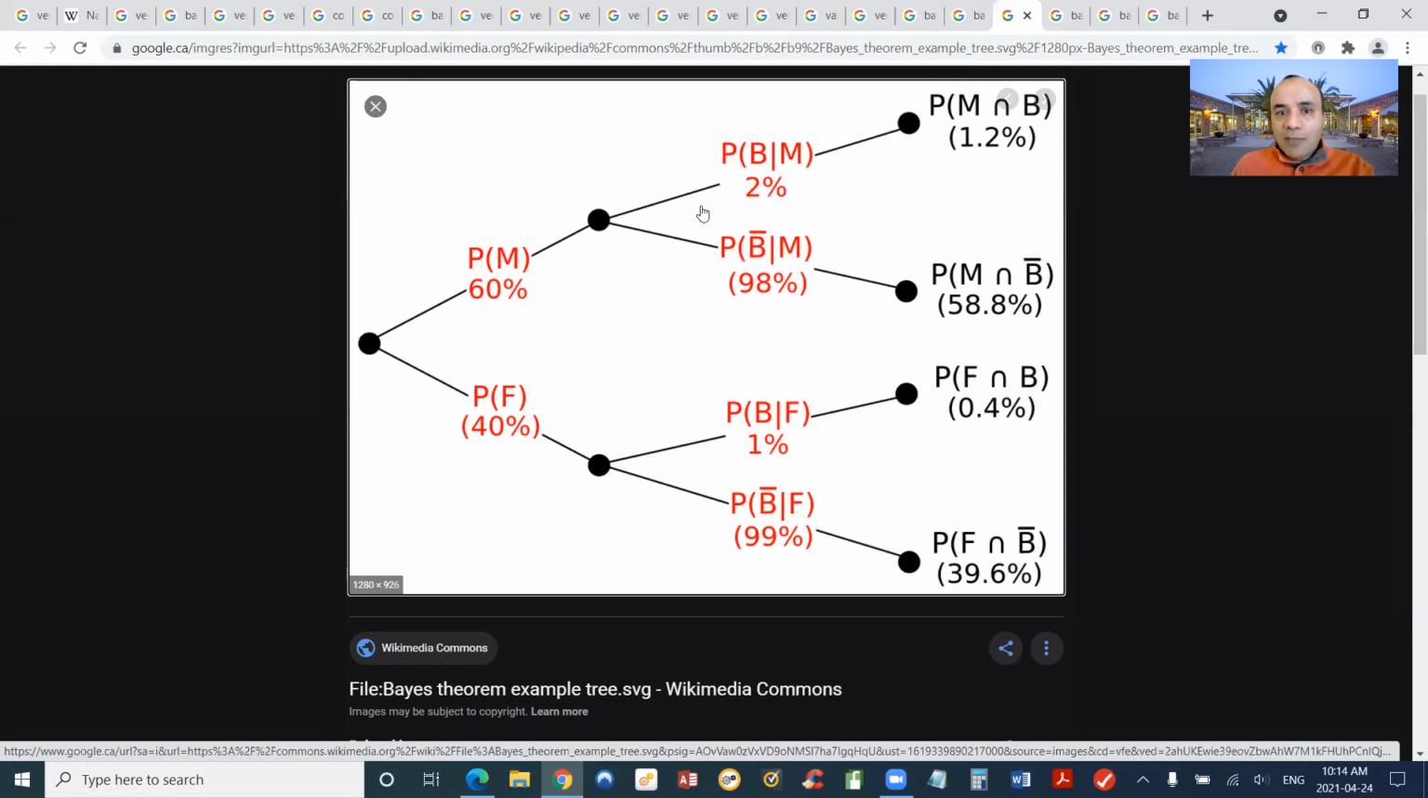Now, I could potentially branch out to an event called B and B bar, and this summation needs to be 1: 2%, 98%. And the same here, B and B bar, when F is happening, this summation needs to be 1. Very clear. Now, if I multiply 2 and 60, I'm going to get 1.2%. If I multiply 1 and 40, I'm going to get 0.4%. Make sense? So these two, if I add them, 1.2 and 0.4, then it's going to be 1.6. That's how we are going to do it, right?